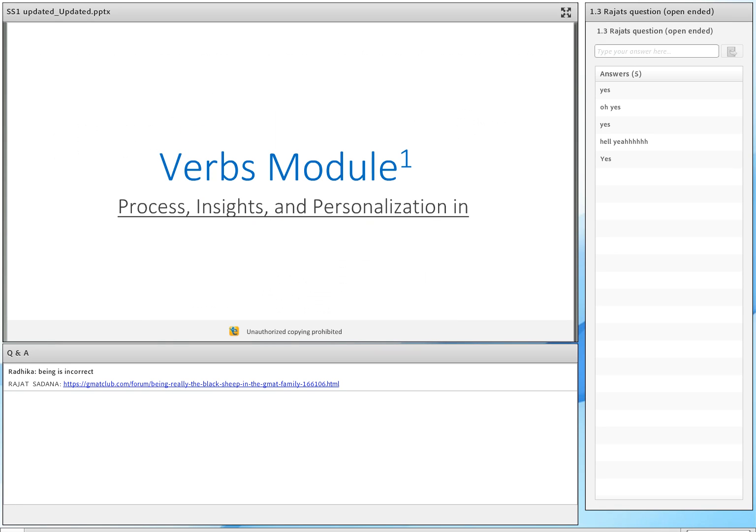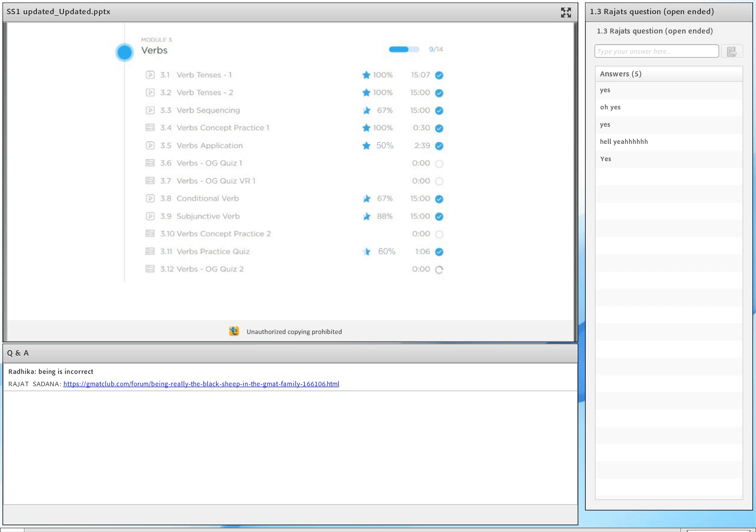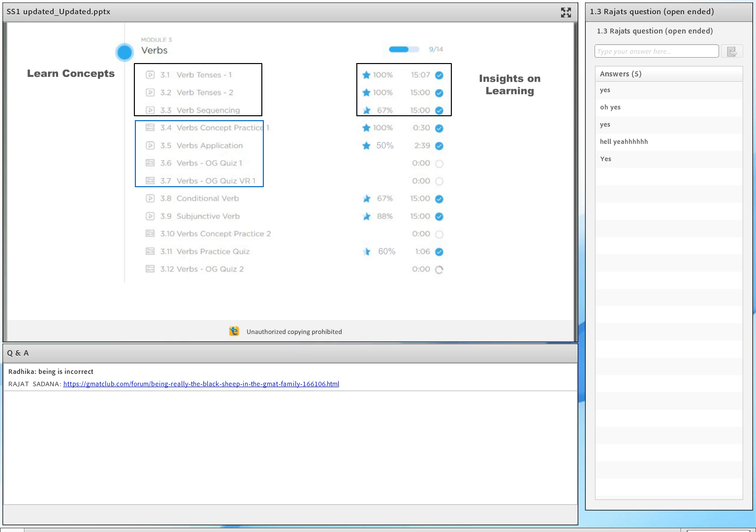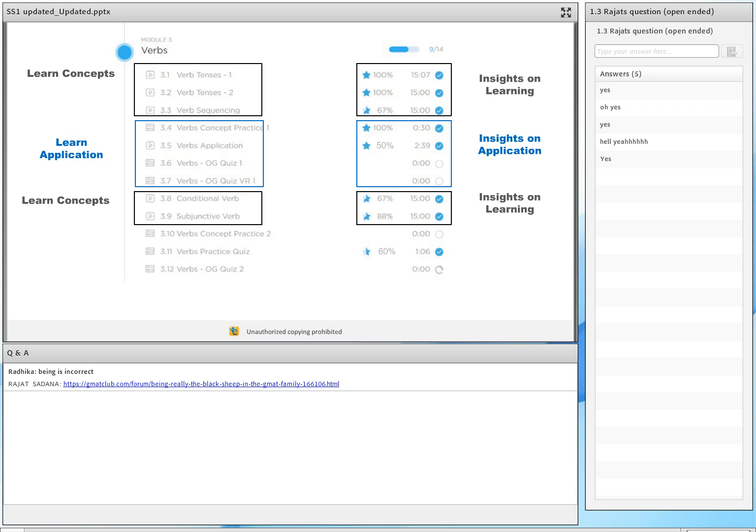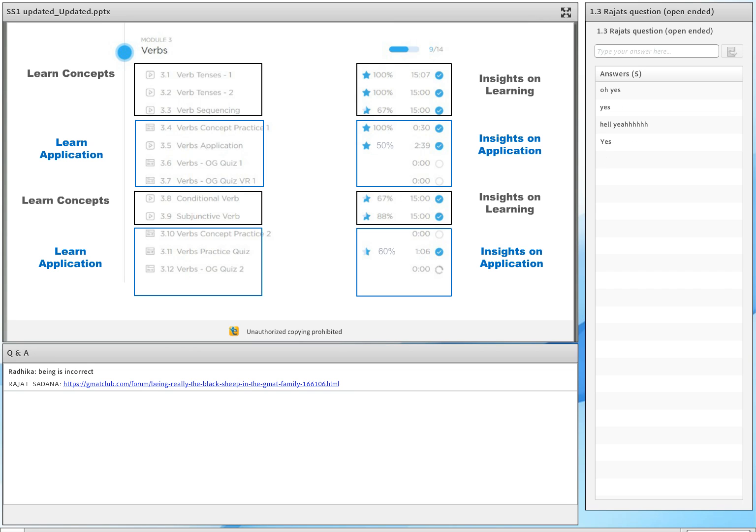And again, how is this personalization enabled? Let's look at the verbs module over here. What you really see is you first learn verbs, you learn the concepts over here, and you get feedback on how well you've learned. Then you have level 1 application over here. Again, you get feedback as well. Then you learn level 2 concepts, or slightly more advanced concepts, in conditional and subjunctive. You again get insights on how well you've learned. And then you have level 2 application and insights on that as well.